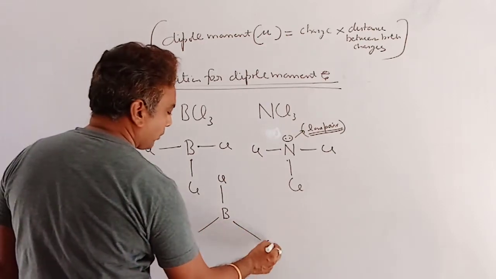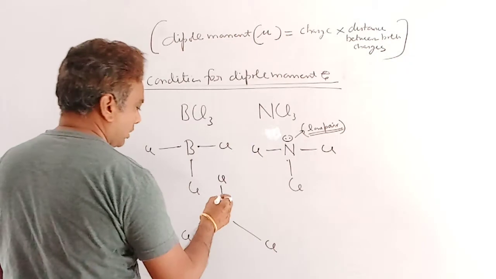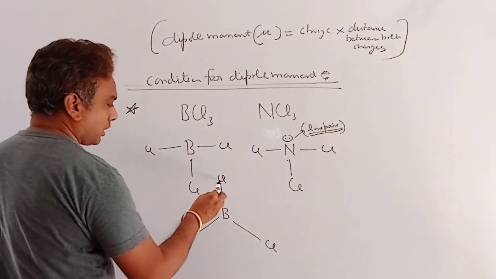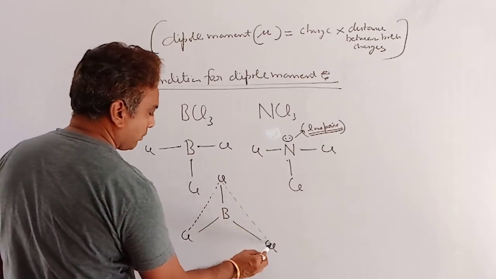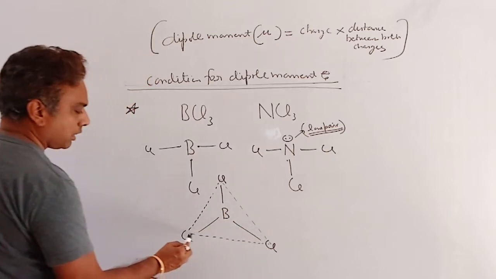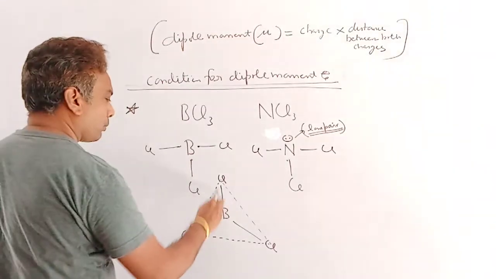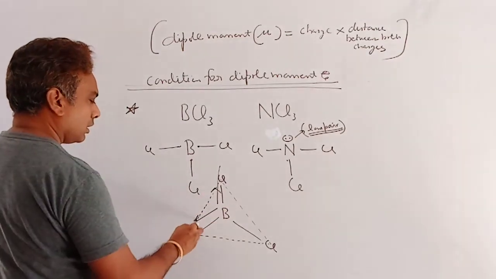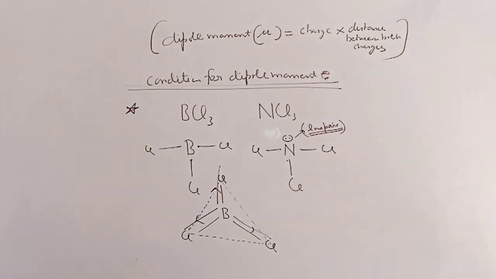If the geometry of the molecule is discussed, then boron is at the center of the triangle, as well as chlorine atoms are at the corners of the triangle. So the net polarity will be cancelled out. Clear?